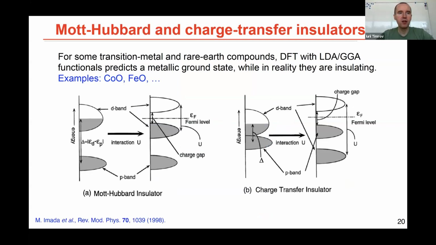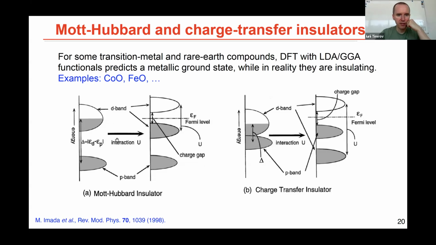And this allows you to describe systems that are known as Mott-Hubbard insulators or charge transfer insulators. This is the case where, let's say, iron oxide and cobalt oxide and other materials can be called Mott-Hubbard or charge transfer insulators, where you have localized electrons. So what is the difference between Mott-Hubbard and charge transfer? Mott is another very famous physicist, and Hubbard too, but they both worked on the same problem. That's why it's called Mott-Hubbard. And the picture is the following.